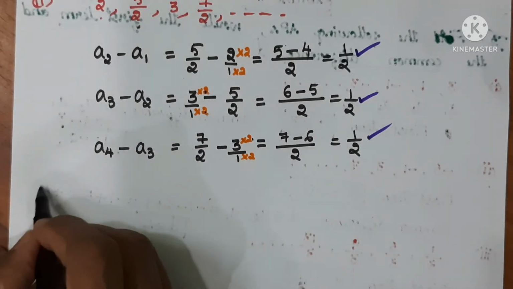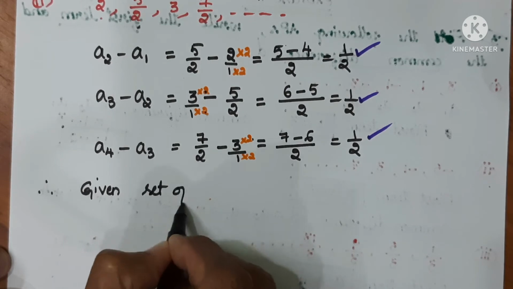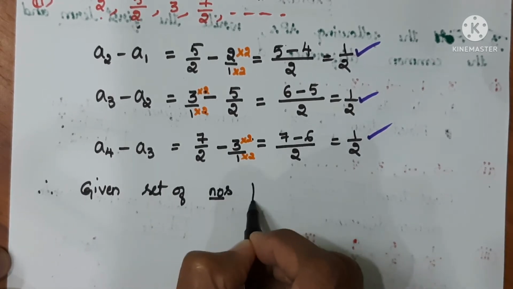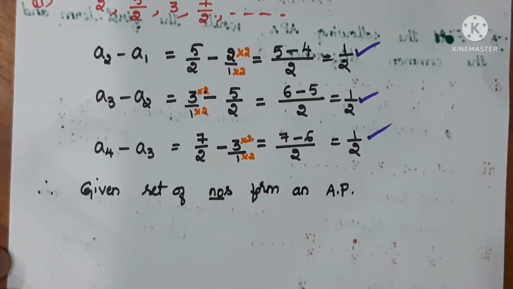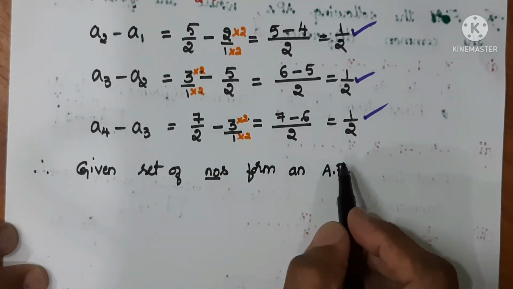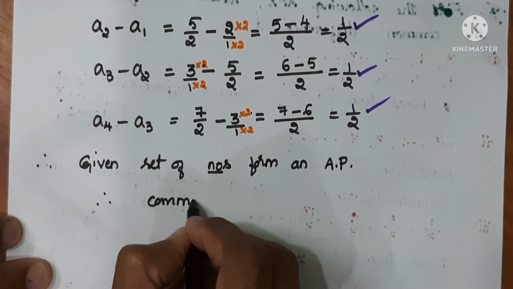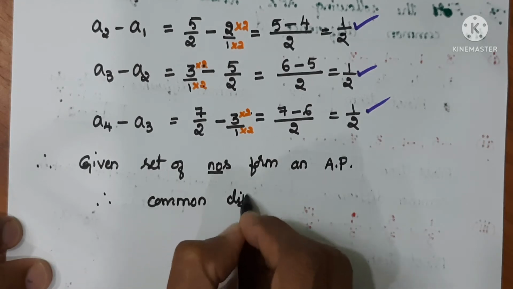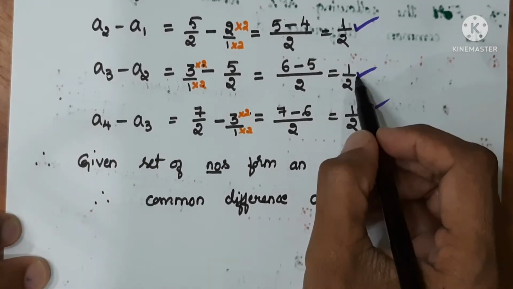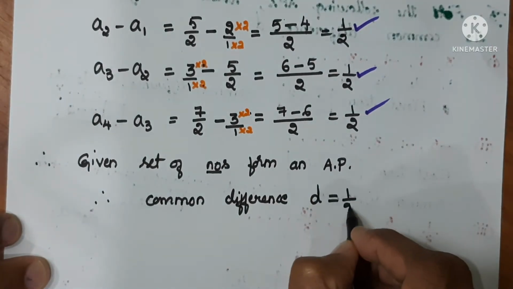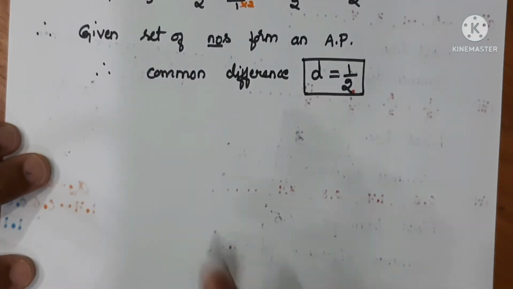So therefore given set of numbers form an AP. Now in the question they have said that if they form an AP we have to find the common difference. So therefore common difference D will be equal to, here we have found the common difference as 1 by 2. So D will be equal to 1 by 2. Again they have asked to write the next three numbers.